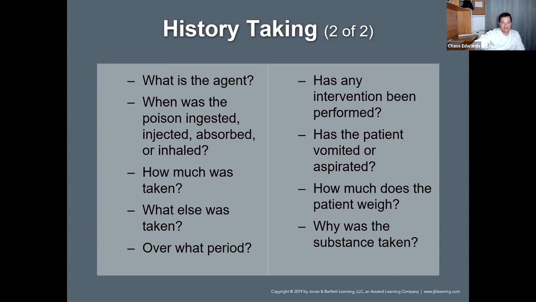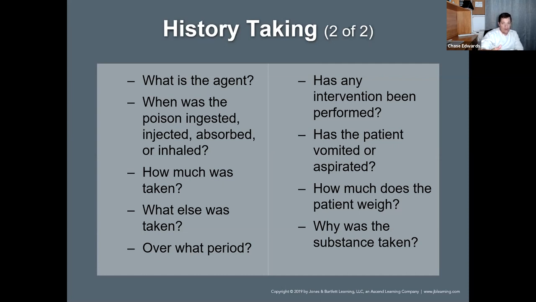You also need to possibly ask what else was taken. A majority of intentional self-poisonings or illicit drug overdoses involve a polydrug ingestion. So this information will help the emergency department staff decide which tests to order. Next question is going to be, over what period did the patient take the substances?